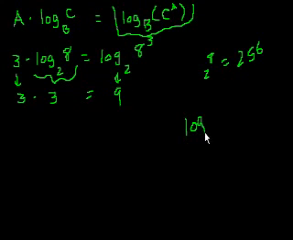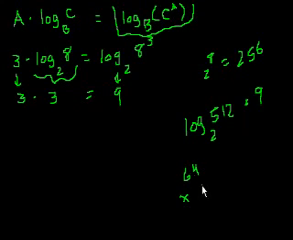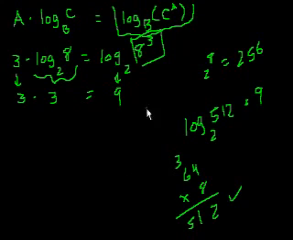Because log base 2 of 512 is going to be equal to 9. What's 8 to the 3rd? 8 times 8 is 64, so 8 cubed is 64 times 8, which looks like it's 512. Correct. And there was another way you could have done it, because you could have said 8 to the 3rd is the same thing as 2 to the 9th.